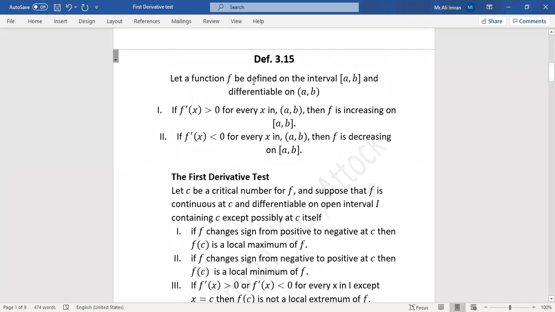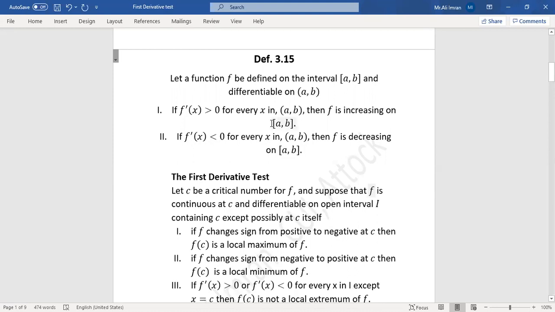Let f be a function defined on interval [a,b] and differentiable on open interval (a,b). If f prime of x is greater than 0 for every x in (a,b), then f is increasing on closed interval [a,b]. And if f prime of x is less than 0 for every x in open interval (a,b), then f is decreasing on [a,b].